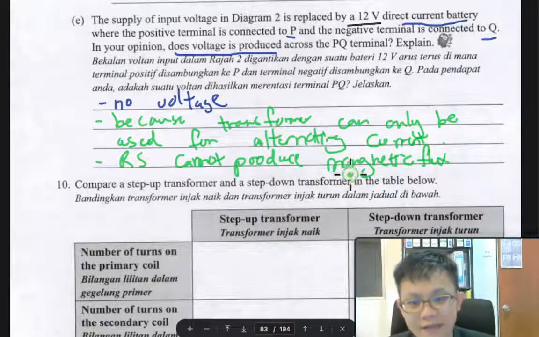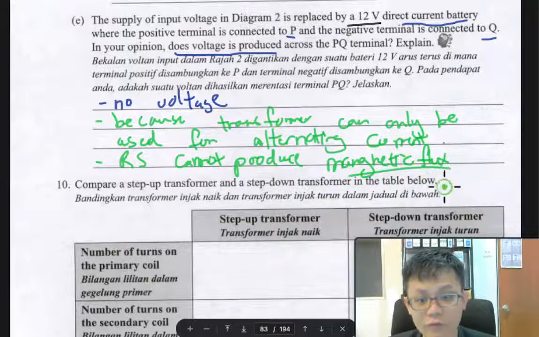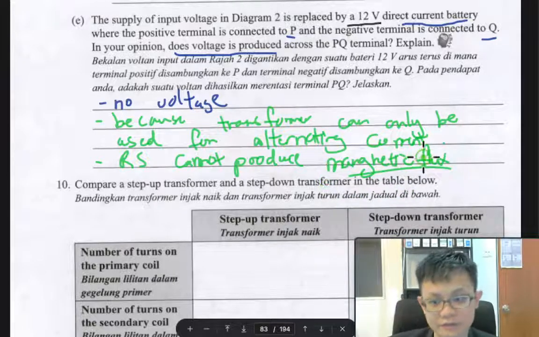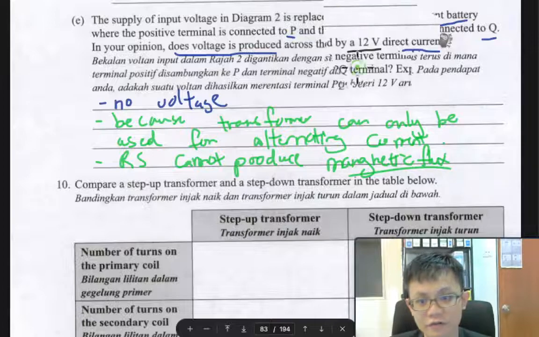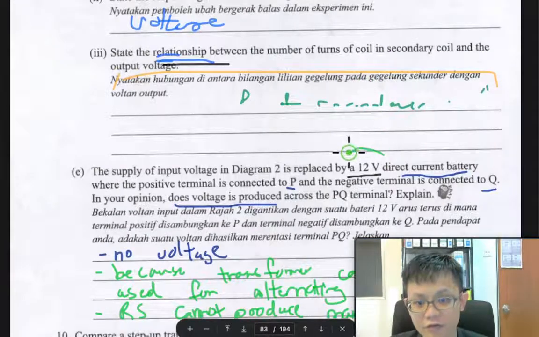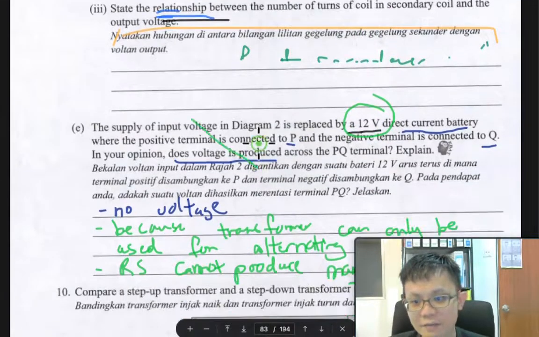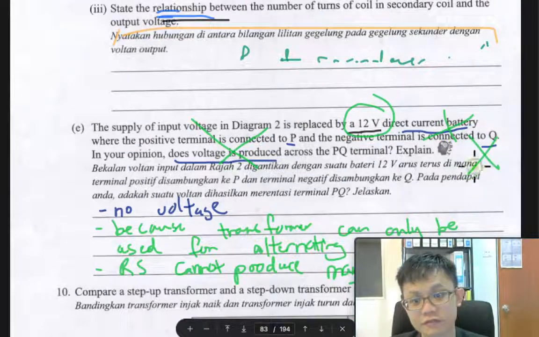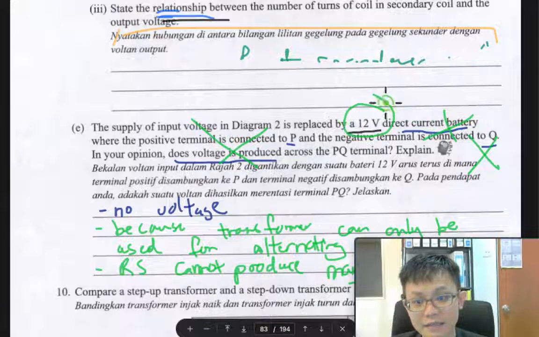Okay, so if you don't have magnetic flux, it means there is no electric. So yeah, there's no electric. Why? Because of this thing. Okay, 12 watt. But actually all this is not important. It just wants to confuse the student. The main important thing is this thing, sorry, direct current.